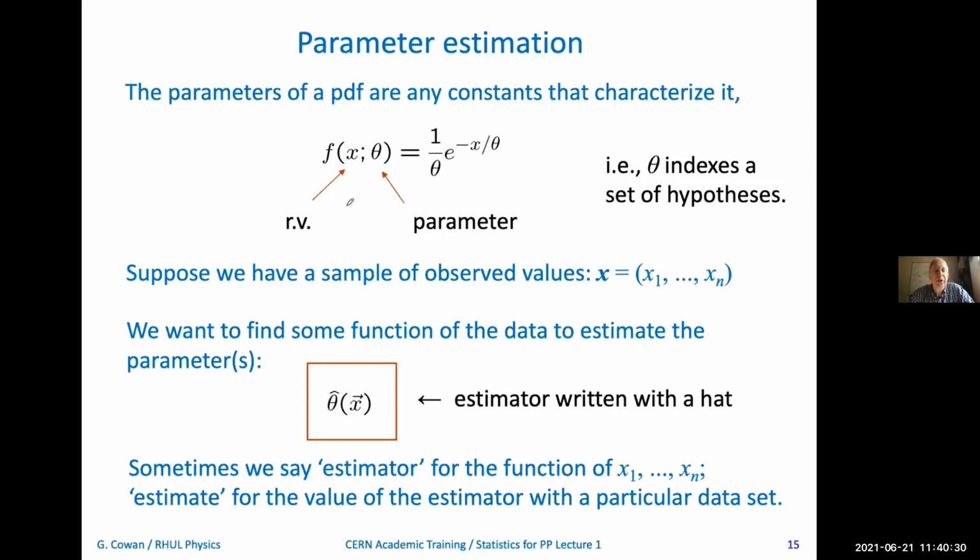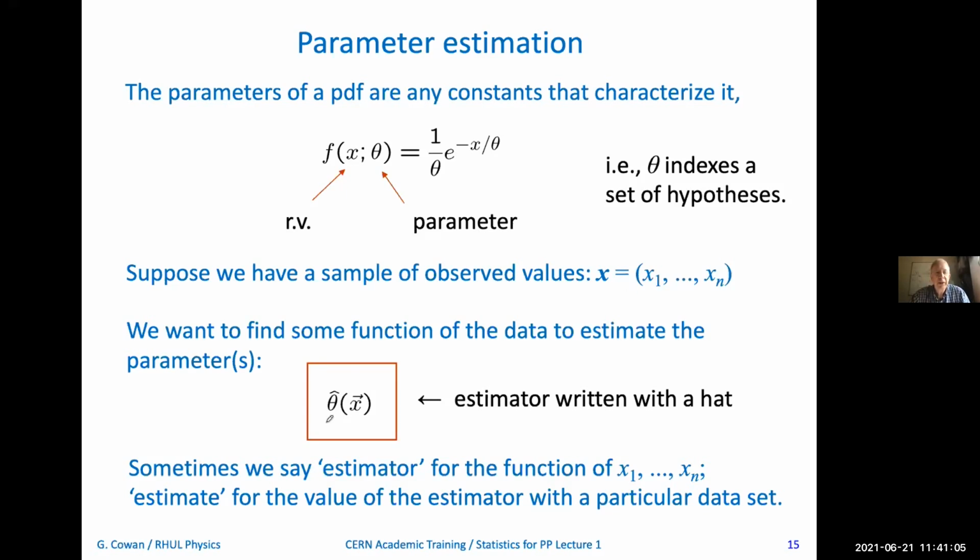Let's suppose that the PDF that I'm talking about is an exponential distribution. And let's suppose that this parameter theta is not known. X could represent the measured lifetime of an unstable particle, and theta represents then the mean lifetime for that type of particle. Let's suppose that you have a sample of observed values. And what we want to do is form some function of these data values that represents an estimate of this unknown parameter.